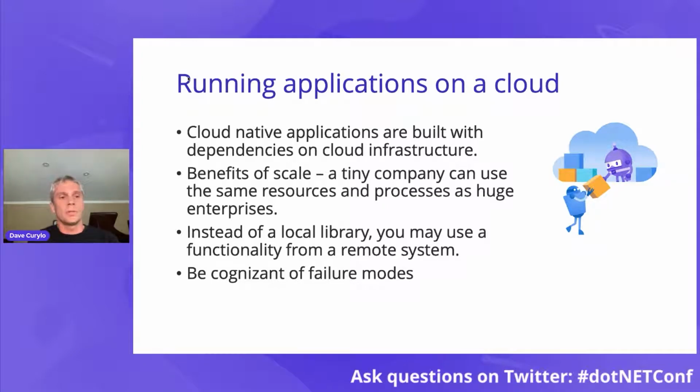When you're running applications on a cloud, cloud native applications are built with dependencies on cloud infrastructure. You might be dependent on Key Vault or storage accounts, on Azure, AWS, whoever you're using to build a cloud native application. You might be depending on it for hosting your service, for hosting your DNS, for hosting some of your storage. But you get the benefits of scale. A tiny company is able to use the same resources and processes as a huge enterprise, which is one of the things I really like about it, because it enables anybody to run their code. And you've always heard that a cloud is just a VM under somebody else's, or a machine under somebody else's desk.